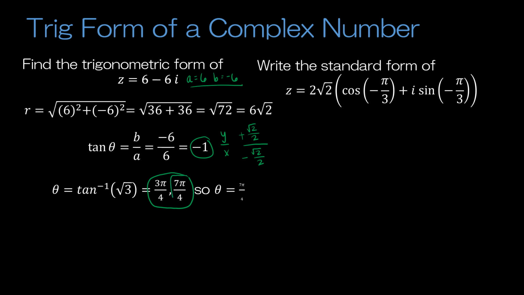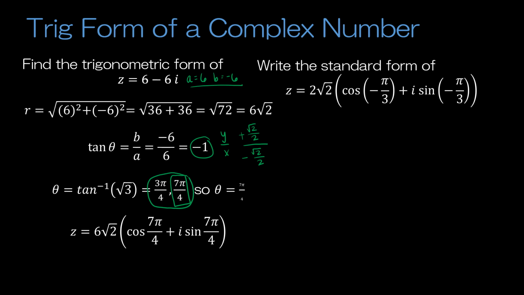And so I need to use 7 pi over 4 because that is also in the fourth quadrant. So then rewriting my solution, I have z is equal to 6 radical 2, times the quantity of cosine 7 pi over 4 plus i sine 7 pi over 4.